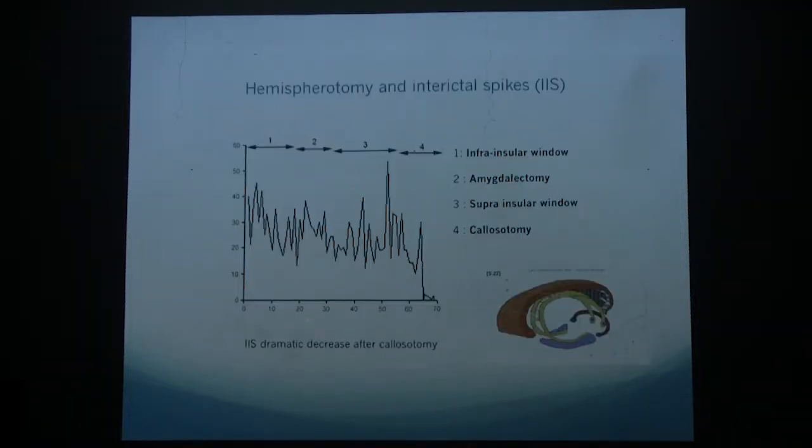And if you do a graph of this, you can see at every stage how it changes. And there's a dramatic decrease just after the callosotomy. So you see the callosotomy here, and you see it completely stops propagating. So that shows the importance of callosotomy in epilepsy propagation in these kind of infants.